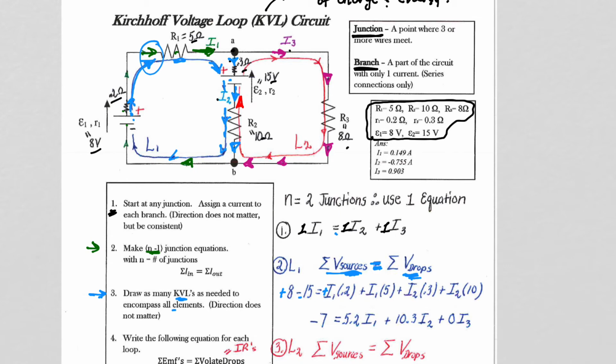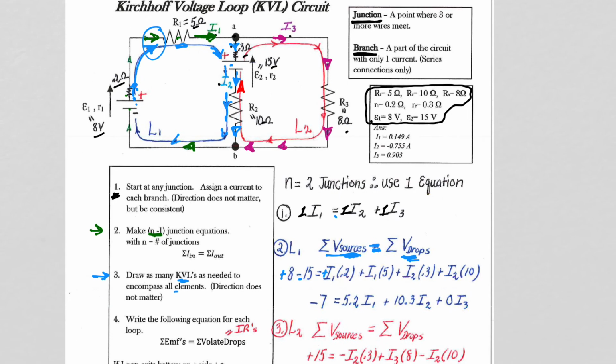Now, in terms of the language here where it says draw as many of these loops as is required to touch all the elements, notice my blue loop missed the R3. So the blue loop didn't touch the R3. That's why I have to add another red loop to touch the R3.